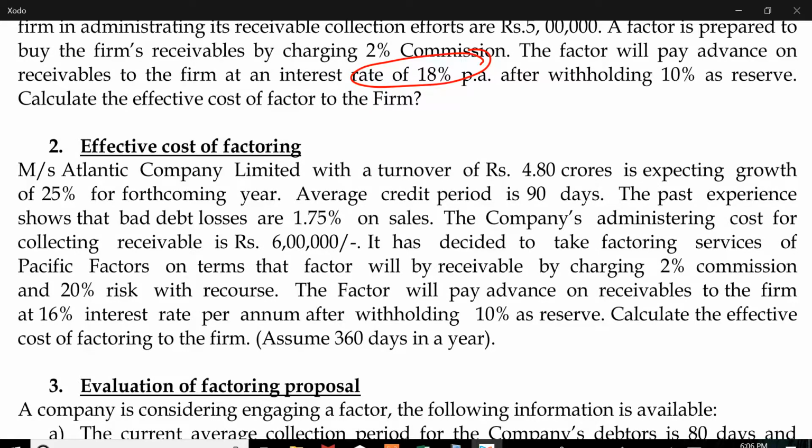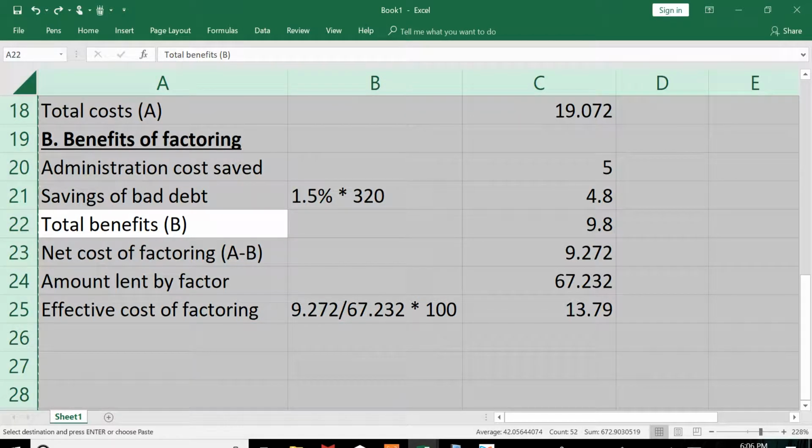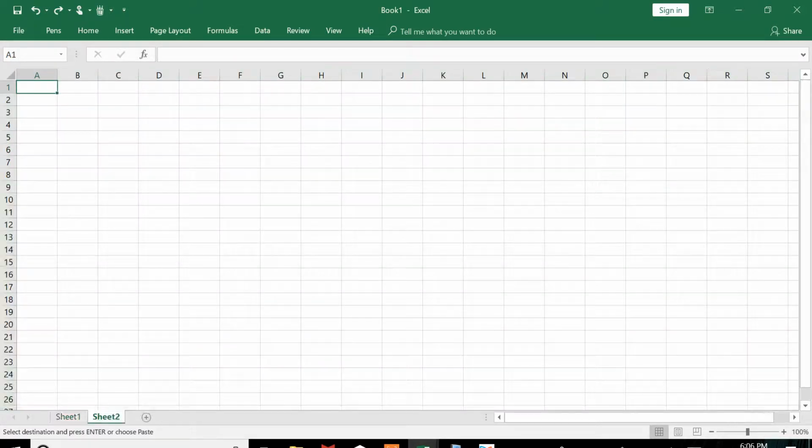Last line of the question, calculate the effective cost of factoring. I'm going to do exactly the same step. Working note 1, calculation of amount lent by factor. Working note 2, effective cost of factoring. So you can start working note 1, calculation of amount lent by factor.